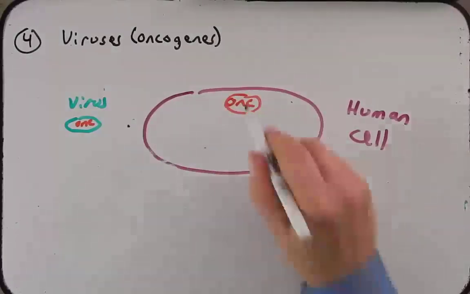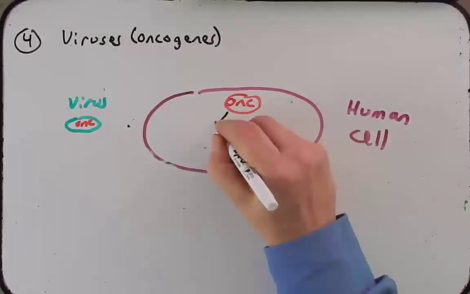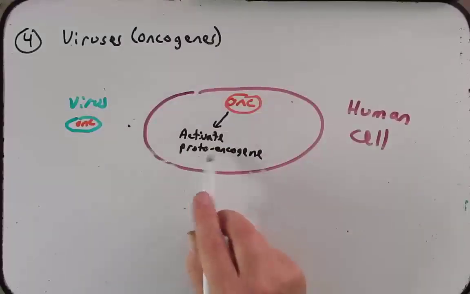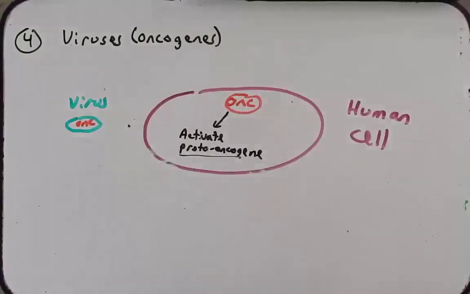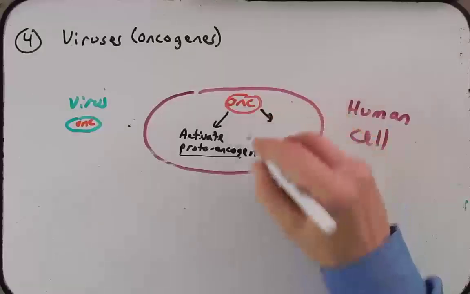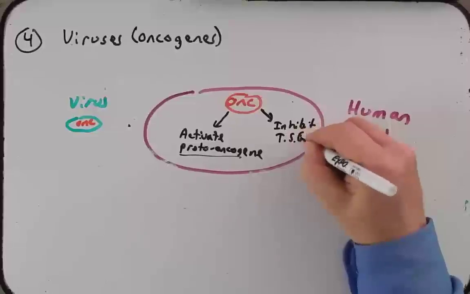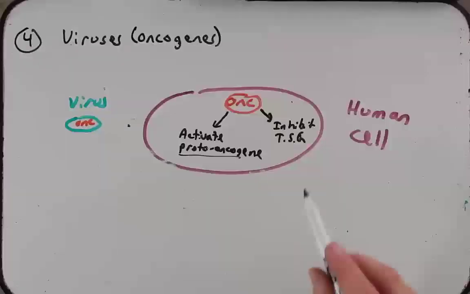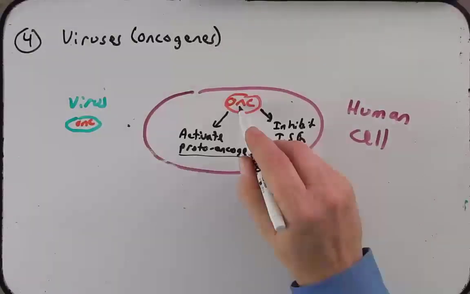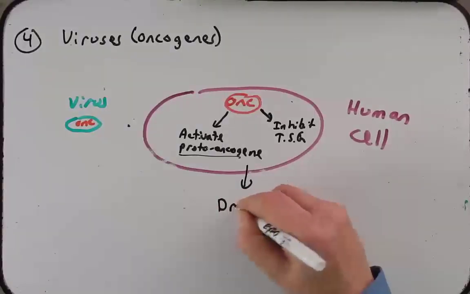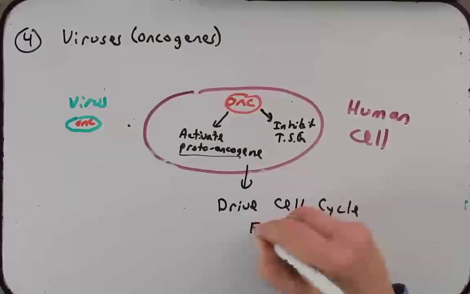This oncogene can do several things, but 2 general things it could do is it could activate a proto-oncogene. It takes a regularly expressed proto-oncogene, and when this viral oncogene is in the cell, it can activate this proto-oncogene so that it's always expressed. Alternatively, an oncogene from a virus could enter the cell and inhibit a tumor suppressor gene. And if a tumor suppressor gene is inhibited, the stop part of the cell cycle will be blocked. Both cases, whether the oncogene from the virus is activating a proto-oncogene or inhibiting a tumor suppressor gene, will drive the cell cycle forward and can lead to cancer.